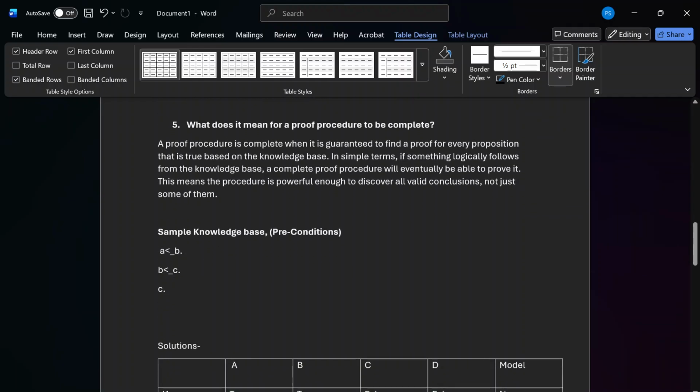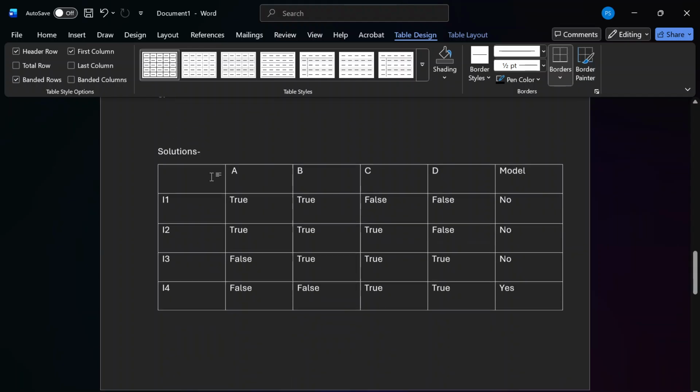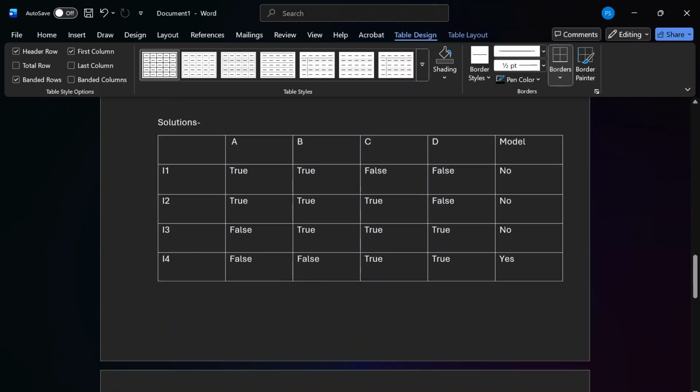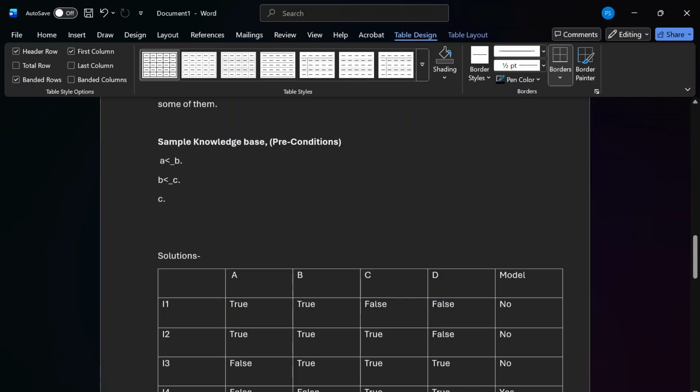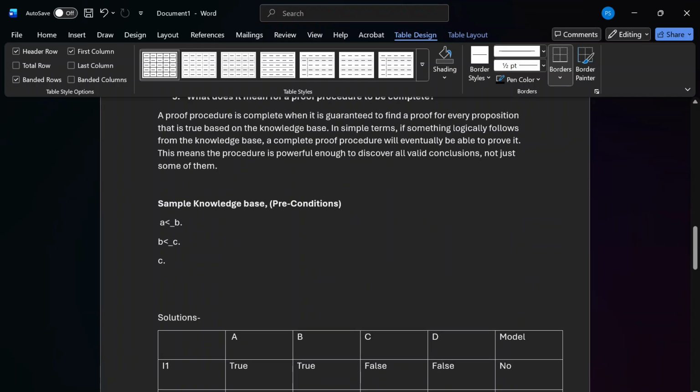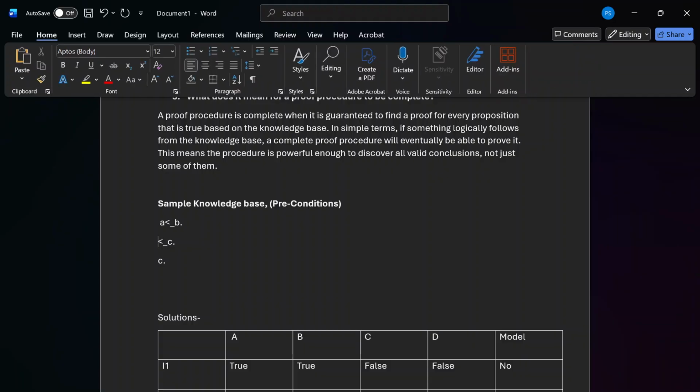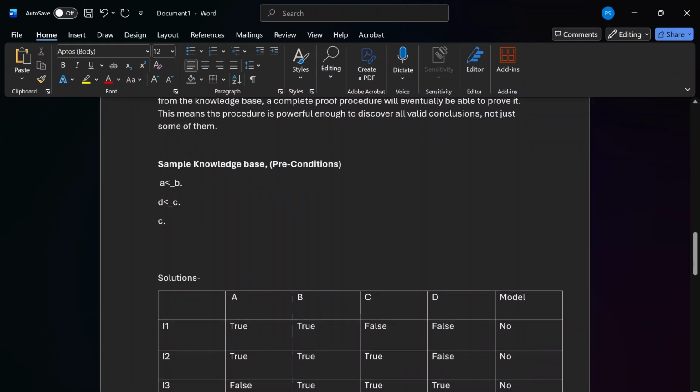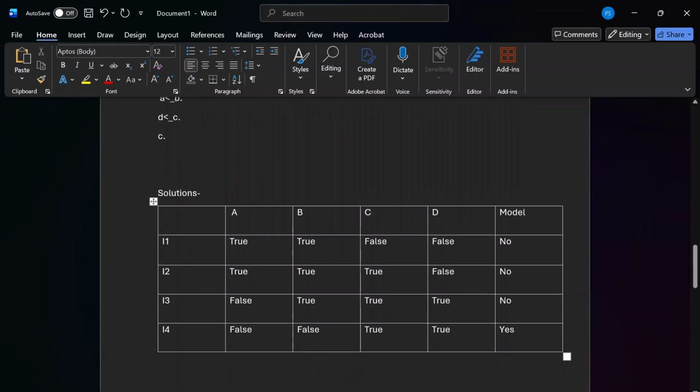Third, we have a knowledge base, and then we had to solve these conditions. So here, this means that if B is true, A must be true. This is D actually. It is wrong. So if D is true, then C. If C is true, then C must be true, and C is true in every situation for this one. So then we have to check whether these statements are a model or not.